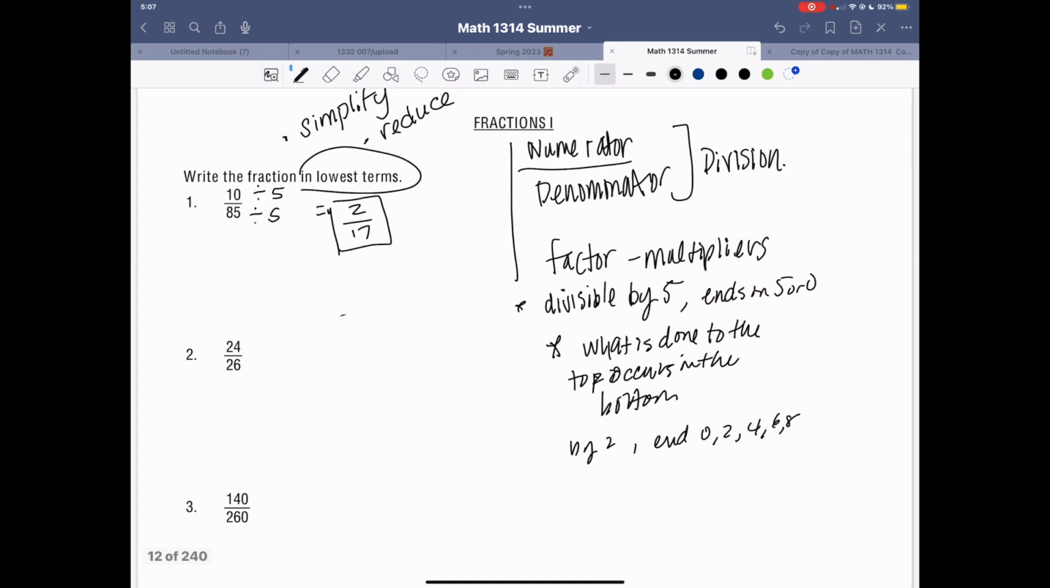Then we look at something like number 2, and this ends in a 4 and a 6. So at minimum, I can divide by 2. This is when it helps to know your multiplication tables. 2 goes into 24 12 times. 2 goes into 26 13 times. 13 is a prime number, so this is in lowest terms.